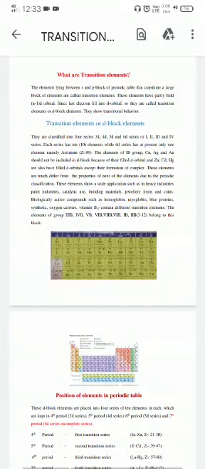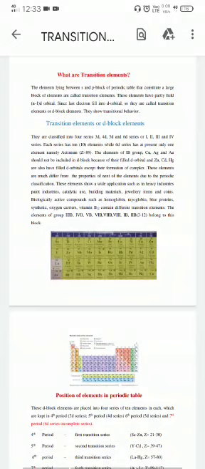The elements lying between the s and p blocks of the periodic table that constitute a large block of elements are called transition elements. These elements have a partly filled (n-1)d orbital, since the last electron is filled into the d orbital, so they are called transition elements or d block elements. They show transitional behavior. First topic: transition elements or d block elements.